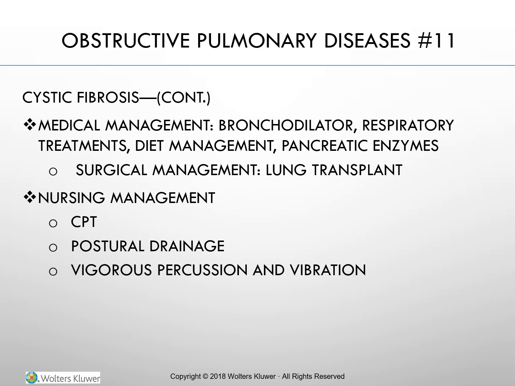For the client with CF who has significant GI involvement, the nurse must review the client's diet. Collaboration with dietitians can ensure that the client has a diet high in calories with appropriate amounts of carbs, fats, and proteins. It's essential for the client to take his or her pancreatic enzymes, Creon or Pancrease, which aid in the digestion of carbohydrates, fats, and proteins. The nurse reminds the client to take the pancreatic enzymes before or during all meals and snacks.